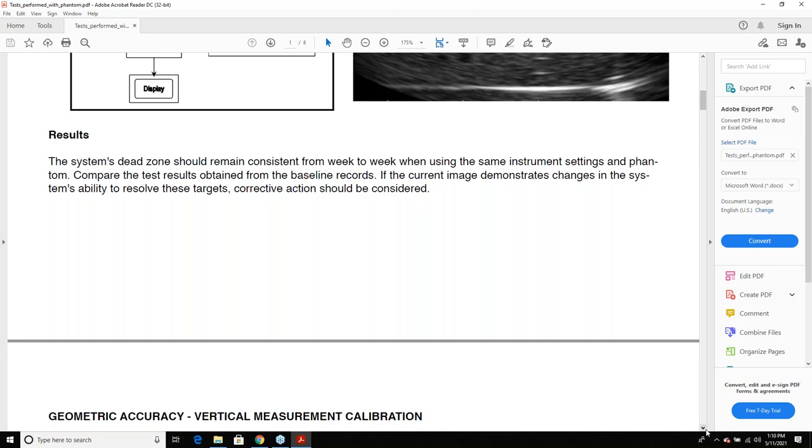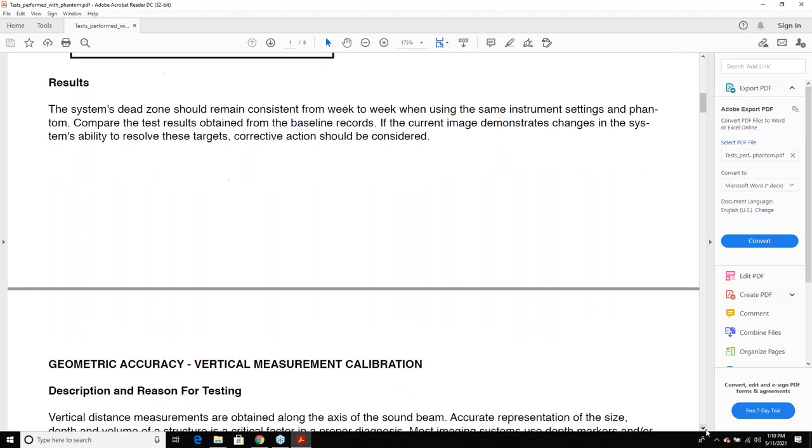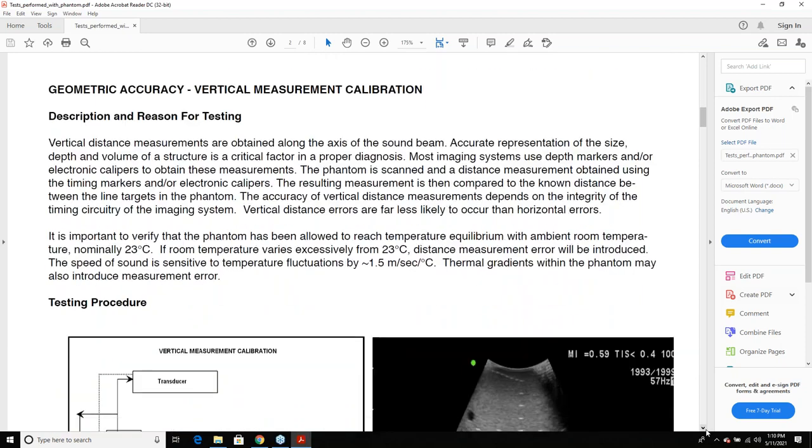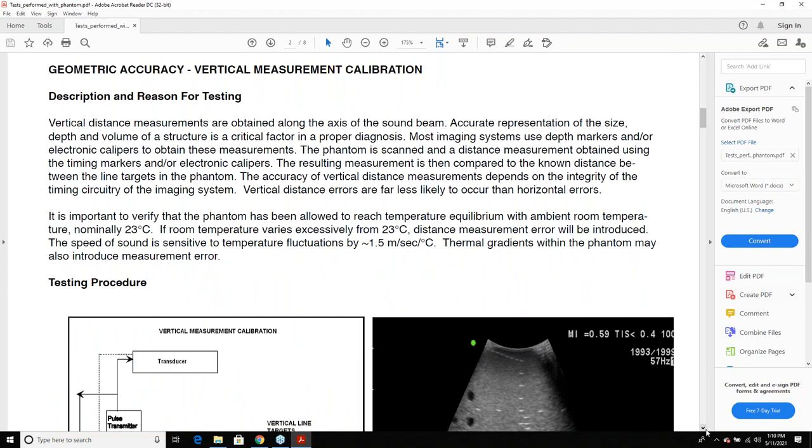So it tells you what the test is trying to accomplish, tells you how to accomplish the test, and then tells you the results that you should be looking for. And it's in very clear English. That's one of the reasons I love this document. And then it moves on to the second test, which is geometric accuracy. They talk about vertical in this case, and it tells you the reason you want to do the test. Okay, and we already talked about that.